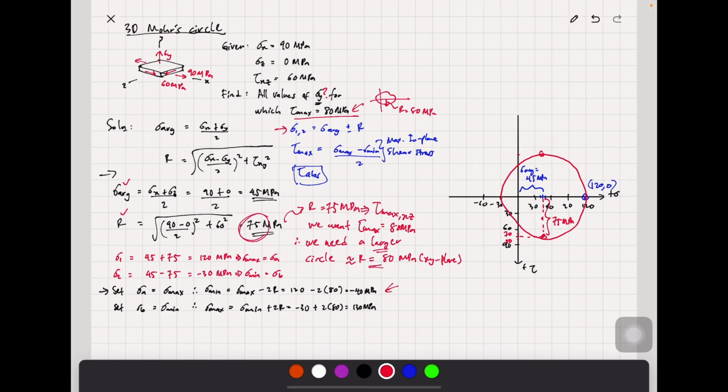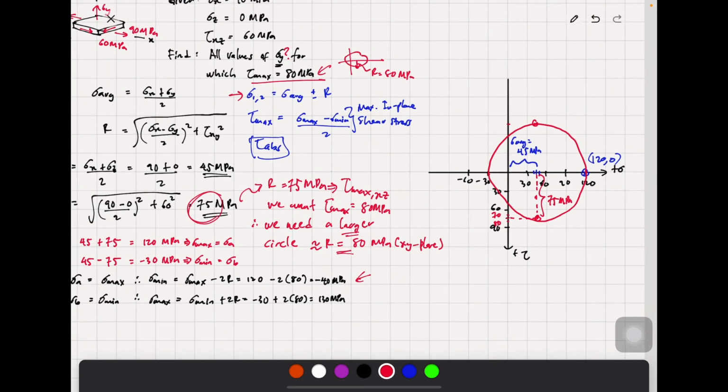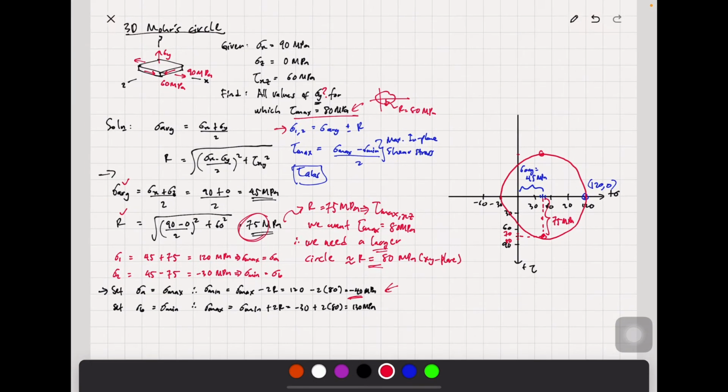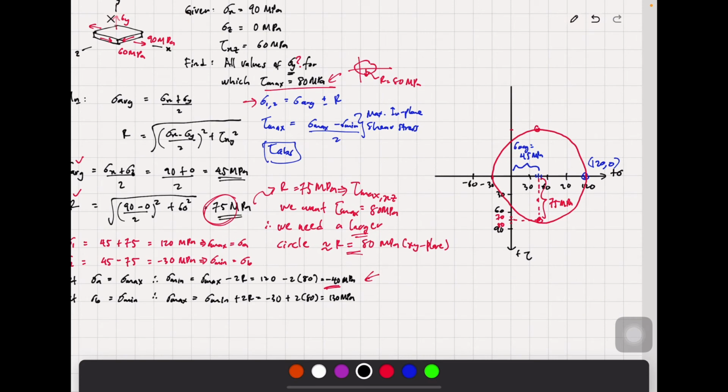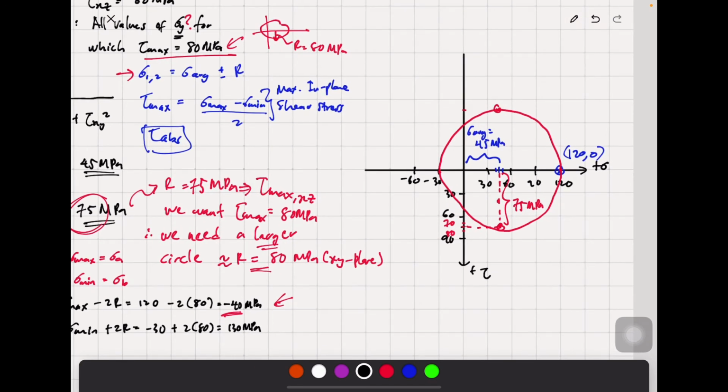This is where these two calculations are being made. I'm going to set sigma A as sigma max, right? Sigma A is sigma max. This is my maximum. So we need to create another circle, and it will end up at negative 40 as the point on the negative side of the normal stress. So negative 40, 50, so going to stop around here, negative 40 megapascal.